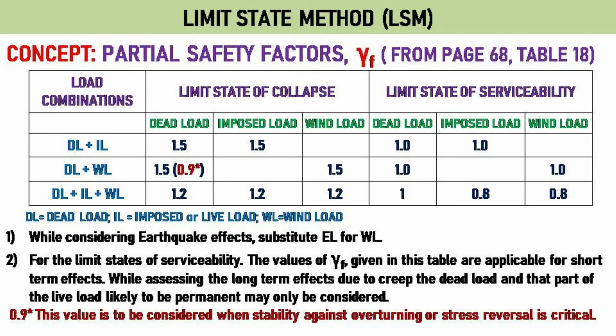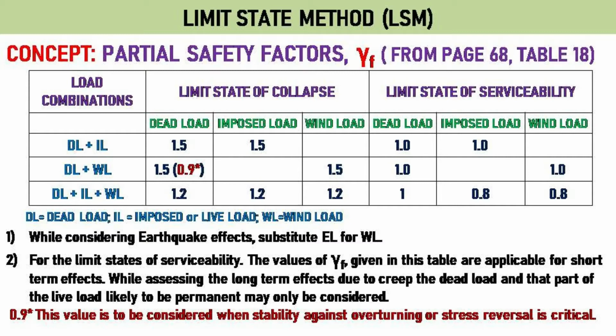Slide 16. This slide deals with the partial safety factors of loads considered while designing. Partial safety factor is denoted with gamma F. The table is taken from IS 456, page 68, table 18. Both wind load and earthquake load have the same effect on the structure, so the maximum of the two effects should be considered by neglecting the other. This table gives the partial safety factor values for different load combinations under collapse and serviceability criteria.